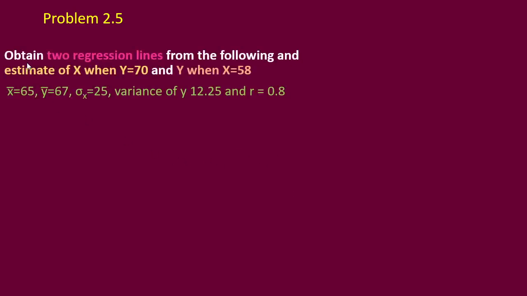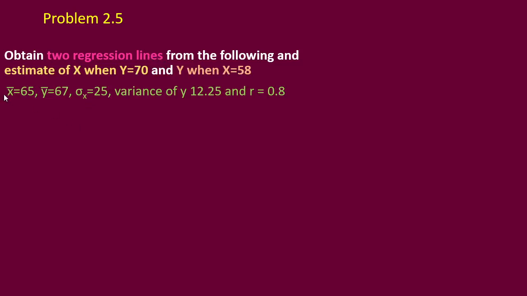So here you can see: obtain two regression lines from the following, and estimate x when y equals 70. When we know the value of y, we should estimate the value of x, and y when x equals 58. When x equals 58, we should check the value of y. Along with this, of course, we need to form two regression lines. That we have studied in the previous class.